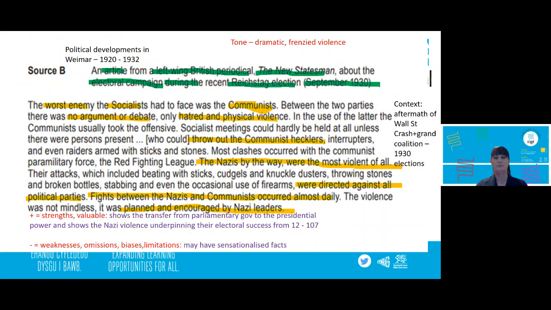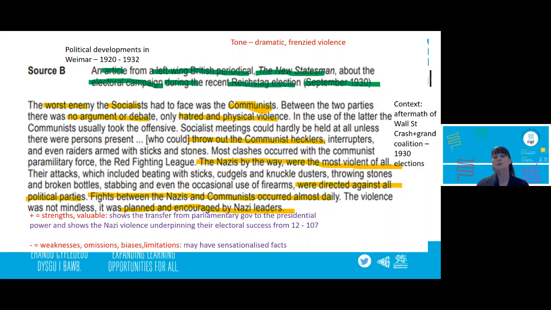With regards to source B, we've got here the tone. This is the article. It's quite dramatic. When you get a chance to pause the PowerPoint and read it, you would agree, no doubt, that it's quite a dramatic tone that's coming across here: the violence, the frenziness of it all.